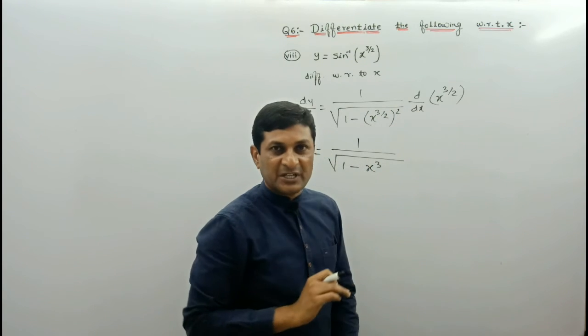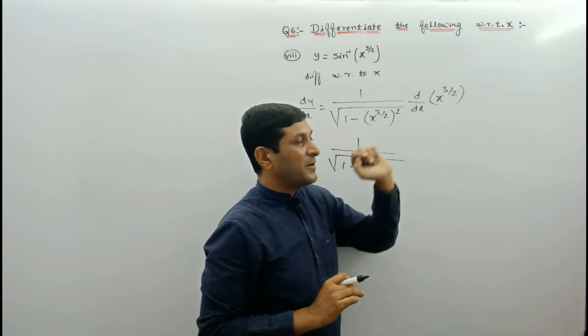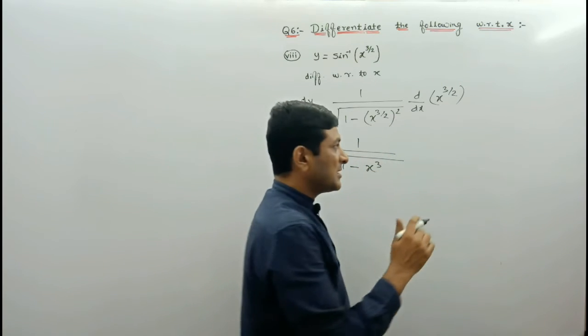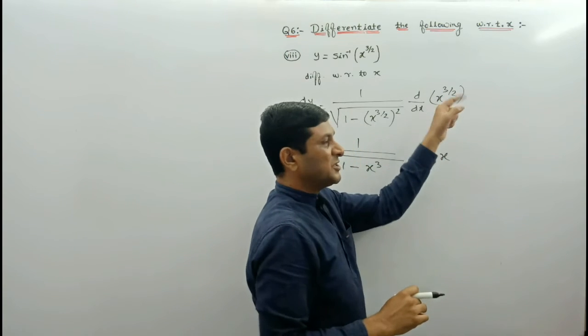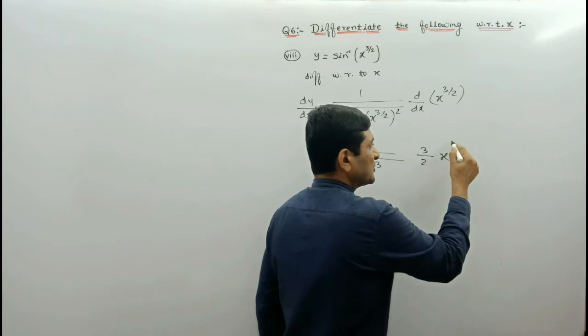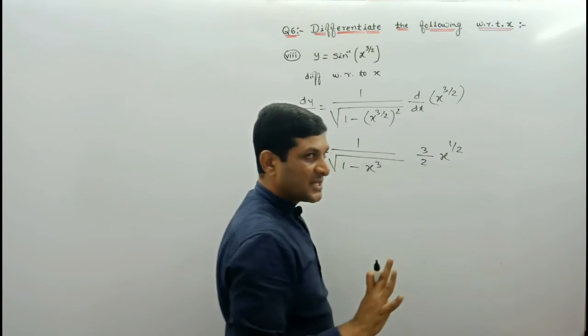Now we are differentiating it. It is in the form of x raised to power n. In such cases, we first take power as a coefficient, and decrease power by 1, means 3 by 2 minus 1 will be equal to 1 by 2. So differentiation is also completed.